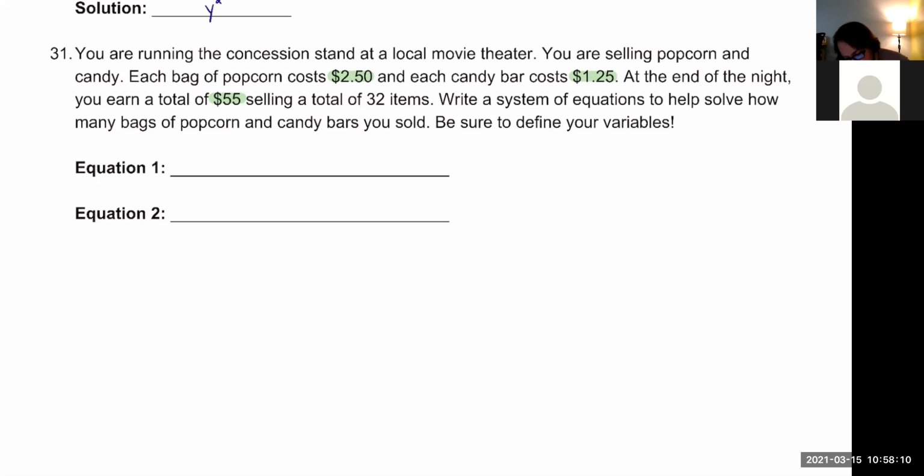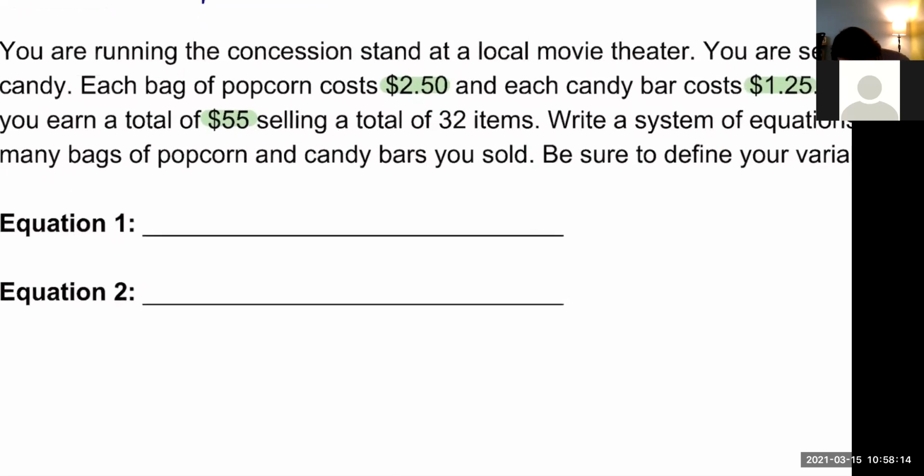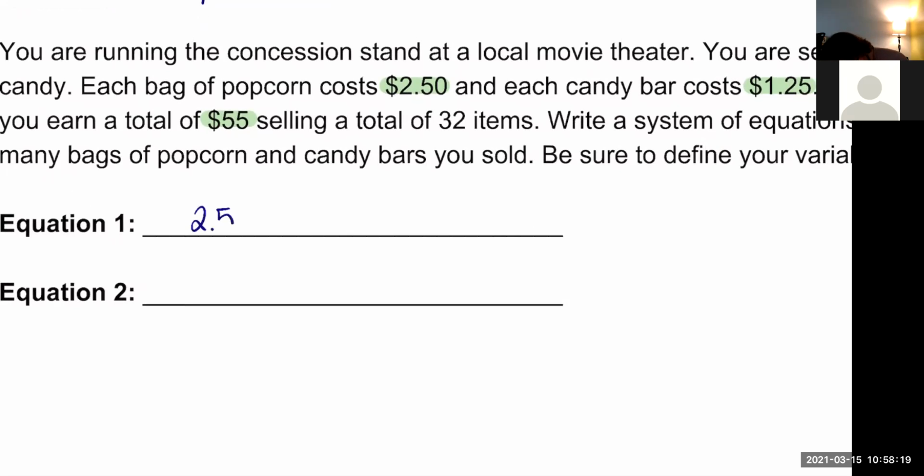So we could write an equation that says that night you earned $2.50 per what? Per X. X is the number of bags of popcorn sold. In addition to that, so plus, you earn $1.25 per what? Per Y, per candy bar sold. And at the end of the night equals the total of 55.